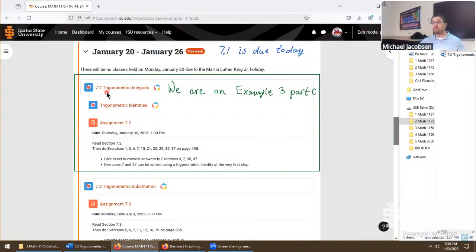We're going to run through section 7.2, finishing it off. This one's going to be due a week away, January 30th. And then we should be able to make some decent headway into section 7.3, trigonometric substitutions.